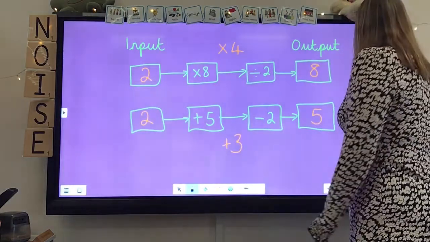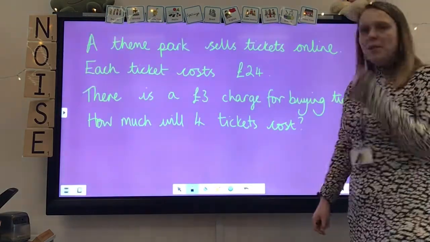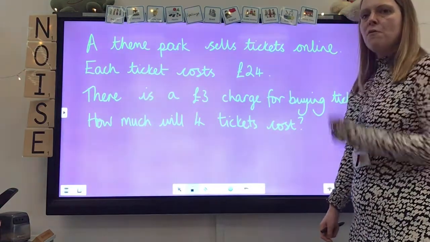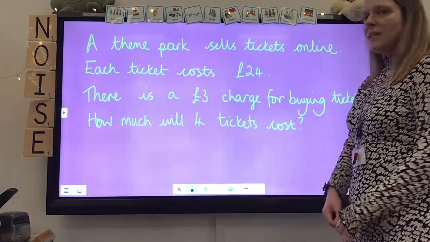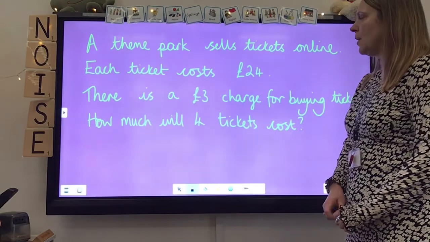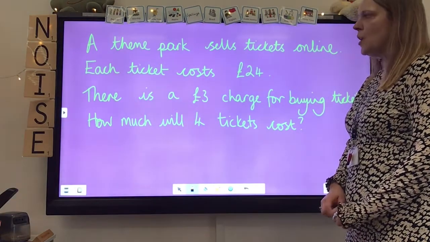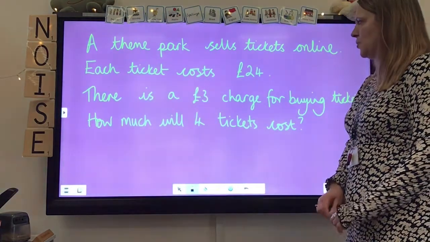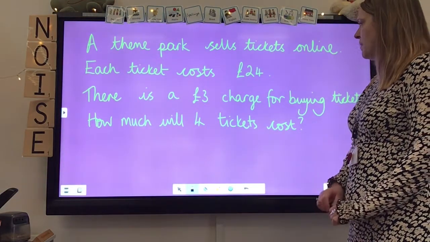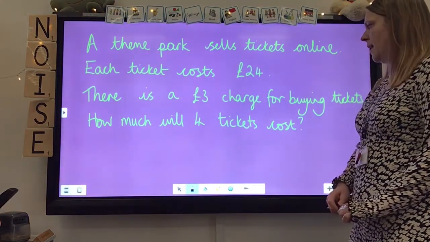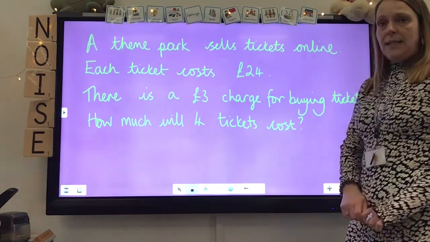Okay. Now, function machines are actually really useful for when we're solving word problems. So this is actually a SATs question that I took from Test Base. And this is: a theme park sells tickets online. Each ticket costs £24. There is a £3 charge for buying tickets. How much will 4 tickets cost?